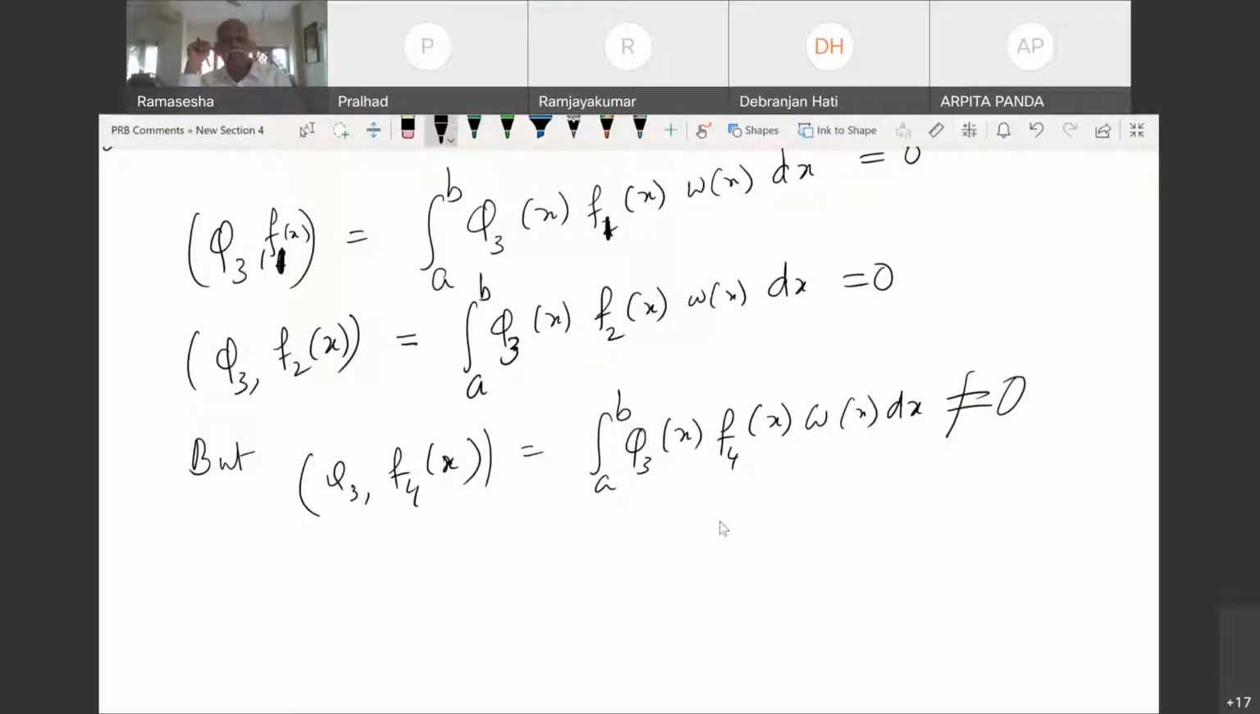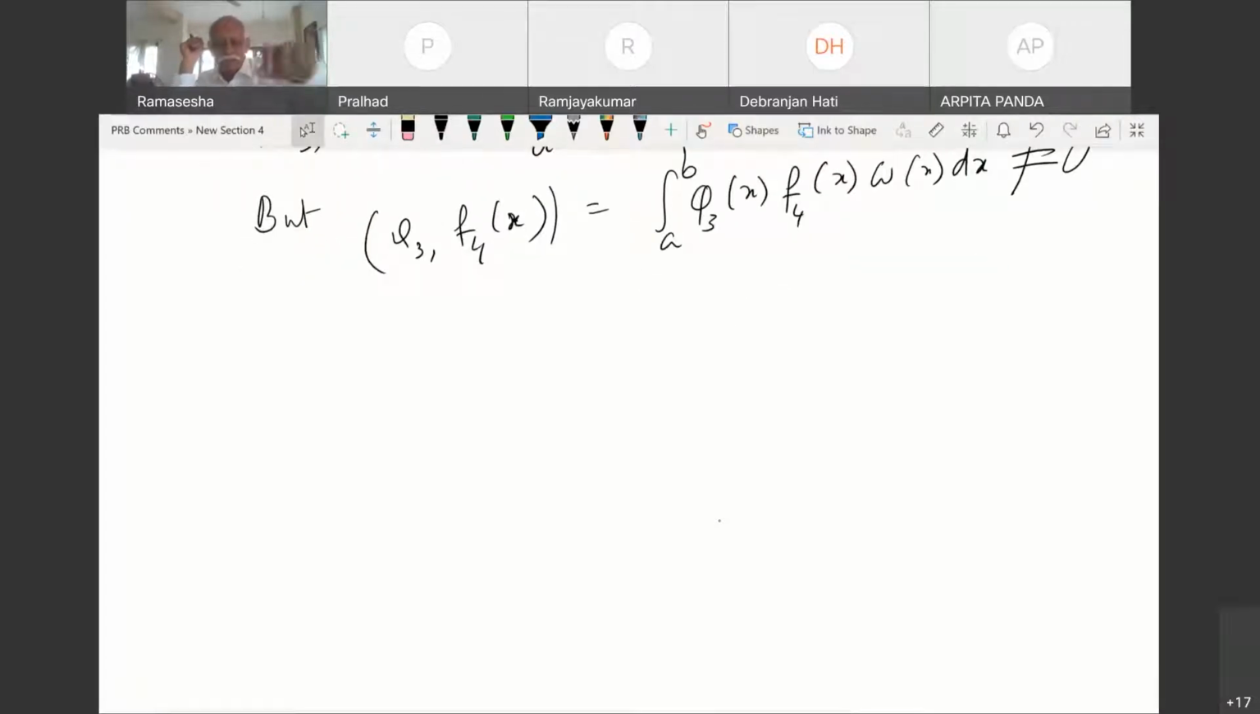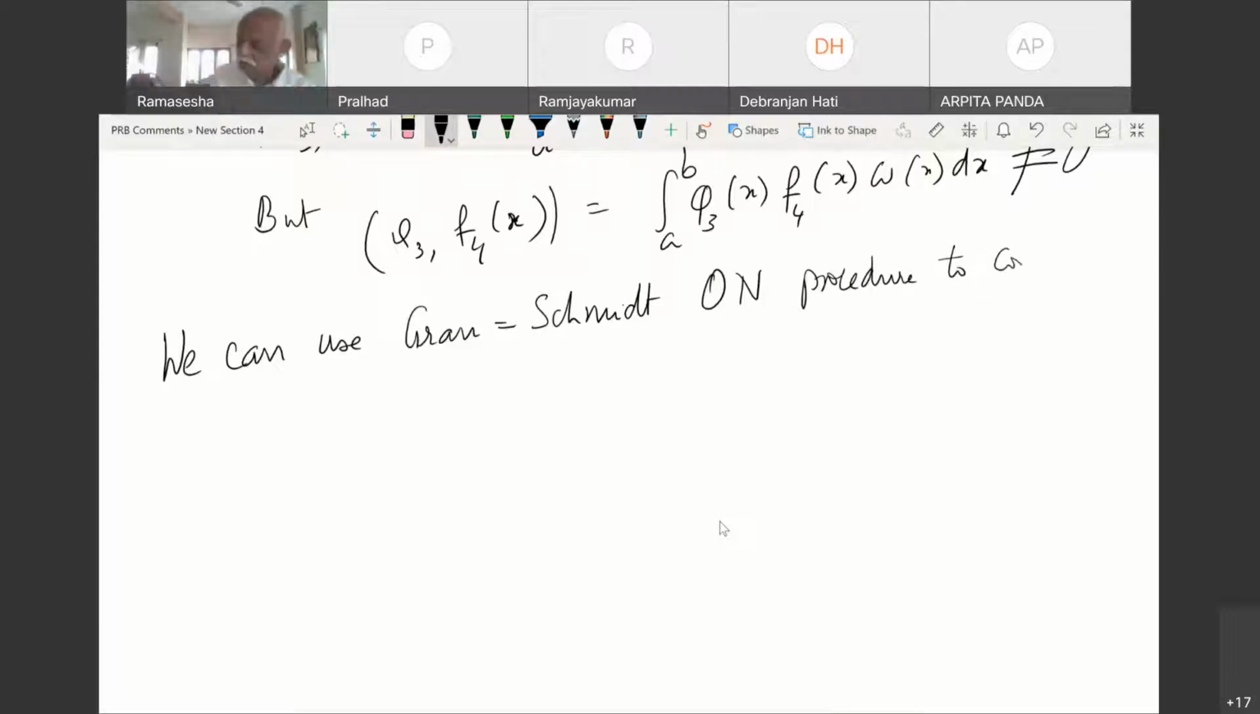So how does one construct phi n of x? Okay, there are very many different ways. You see, we can use a normalization procedure to construct the orthonormal functions. We can use another technique, which is called the moments method, which is actually useful.